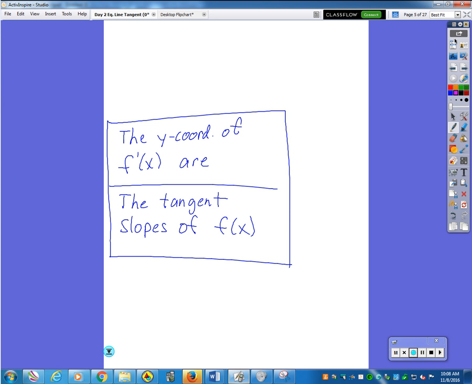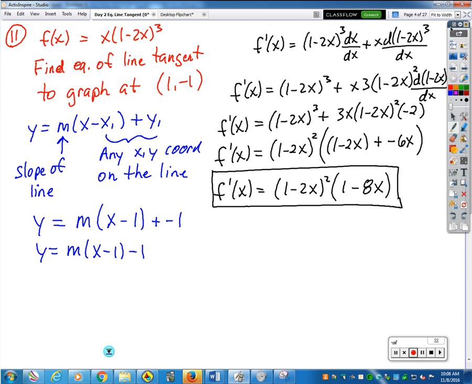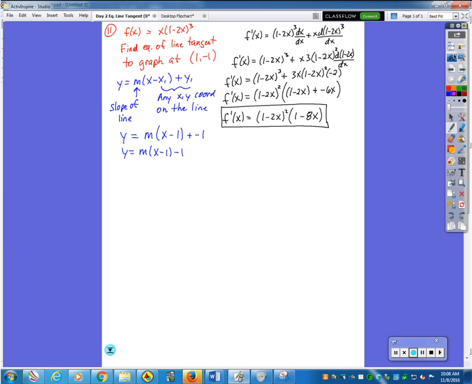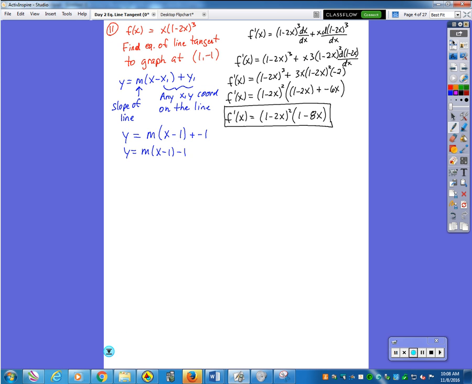Back to here. We're trying to find the equation of the line tangent, which means we're trying to find the equation of this blue line. We know that that equation fits this pattern right here. So far we have this. How do we finish the equation of the blue line? We need to find the m.